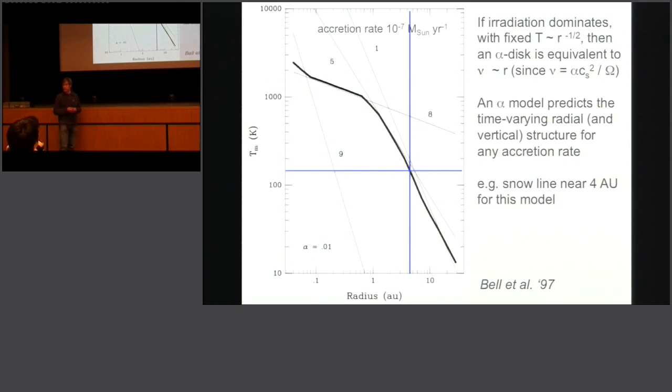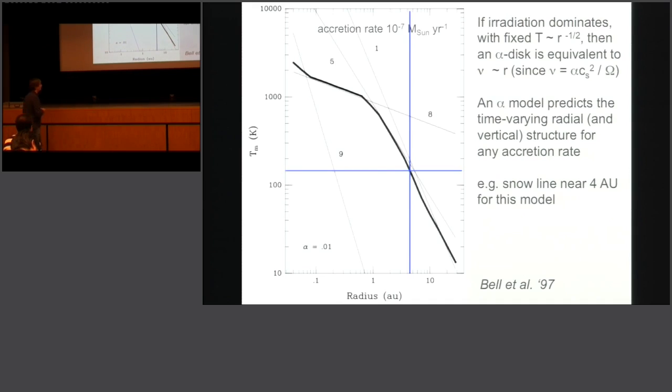Now, you can go much further than that. For example, first of all, let's just note that if irradiation dominates with a fixed temperature profile, then an alpha disk is just equivalent to something like having the viscosity proportional to R. So a fairly general result people get is that if you consider alpha model disks, the equilibrium surface density profile, which remember goes inversely with radius with how the viscosity goes, is something like sigma going like R to the minus 1.